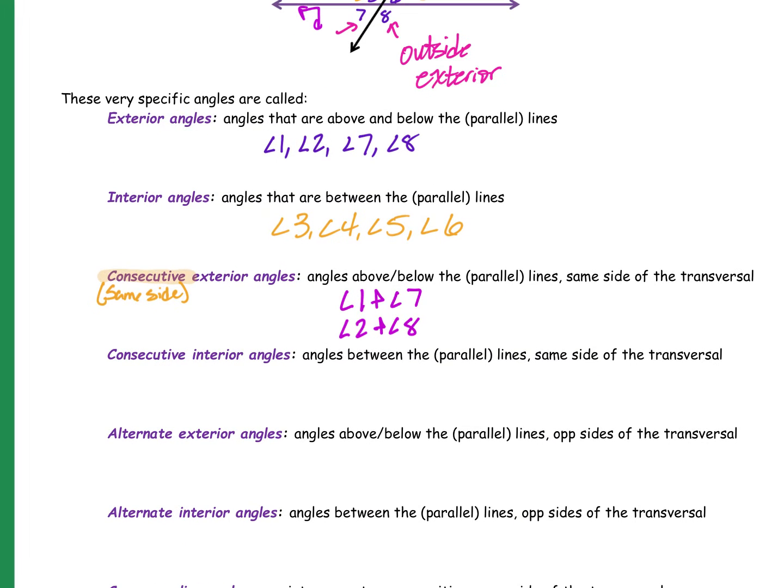Again, we're talking about consecutive. Now we're changing it from exterior angle to interior angle. So this could be consecutive, could also mean same side. Okay, so now it's the angles between the parallel lines, right? Because it's interior, so it's inside the parallel lines on the same side of the transversal.